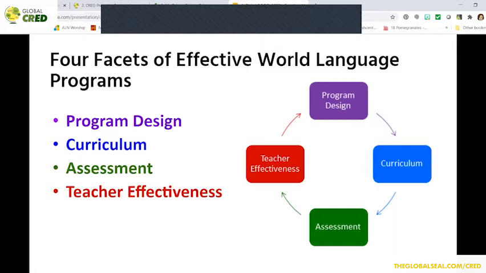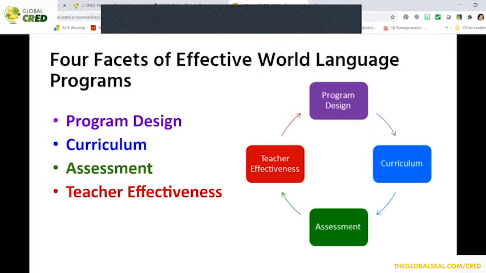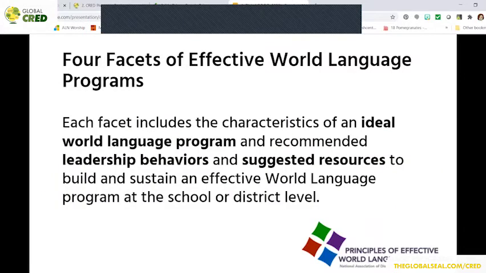And then, of course, all of this will fall apart if you are not focused on ensuring teacher effectiveness. So these are those 4 important facets of effective world language programs. So this document of principles talks about each of those. So when you talk about each of those different facets, each one will include the characteristics, again, of an ideal world language program and recommended leadership behaviors and suggested resources to build and sustain an effective world language program at the school or district level.